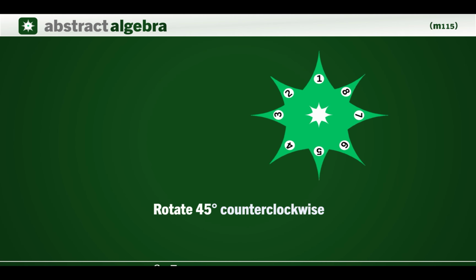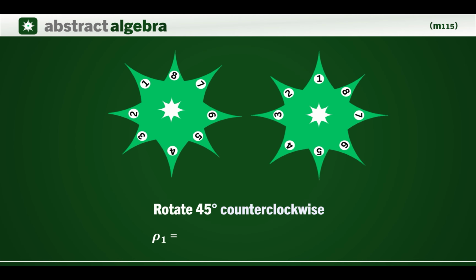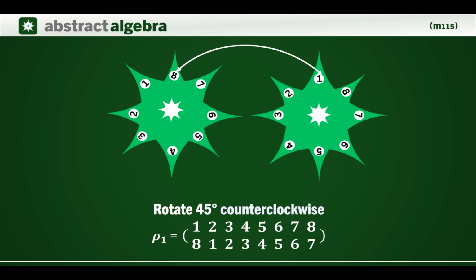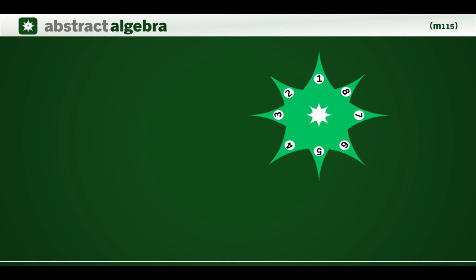Next, we are going to get rho sub 1. Before that, we are going to rotate our model 45 degrees counterclockwise. So this is what it looks like. Then we are going to map 1 to 8, 2 to 1, 3 to 2, 4 to 3, 5 to 4, 6 to 5, 7 to 6, and 8 to 7. So this is the result of rho sub 1.